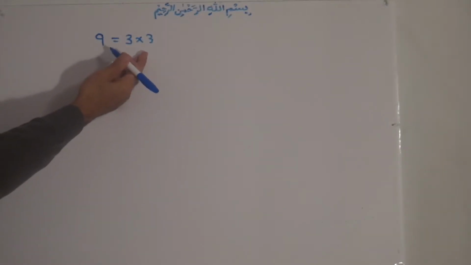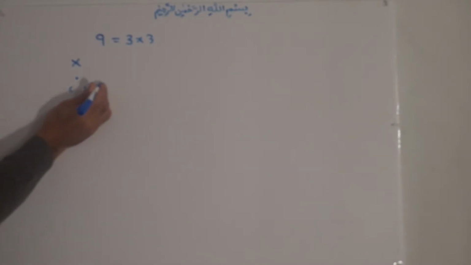For smaller numbers like 9 or 4 or 25, it is easy to find which prime numbers we multiply to each other to give us the composite number. For a larger number, it is difficult. We should use a procedure or method.